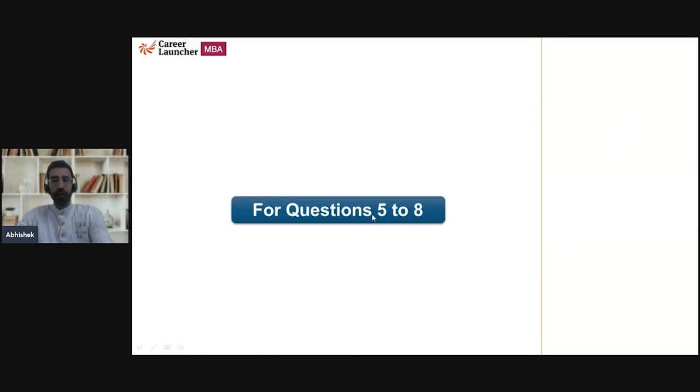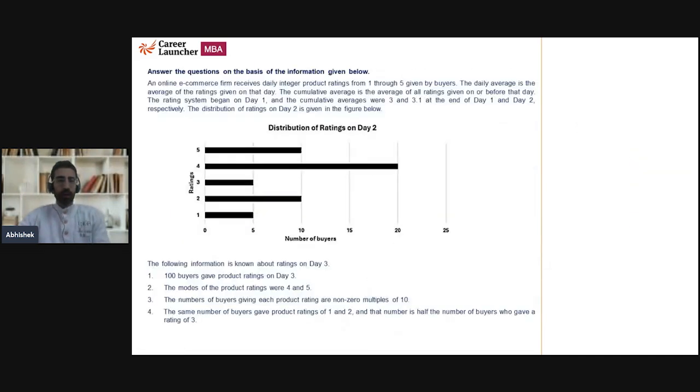Okay, let's look at question 5 to 8. Question 5 to 8 talks about an online e-commerce firm that receives daily integer product ratings from 1 to 5 by buyers. The daily average is the average of the ratings given on that day. Fair enough. That's the daily average. And then there's a cumulative average, the average of all ratings given on or before that day, which means cumulative ratings for 3.1 at the end of day 2 would include all possible ratings for day 1 and day 2.